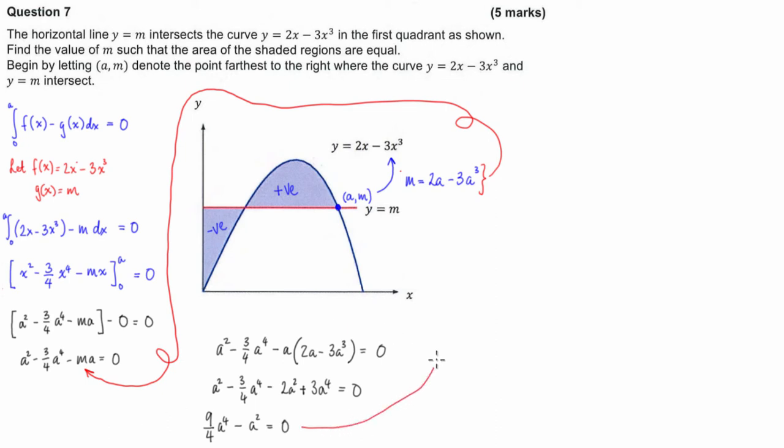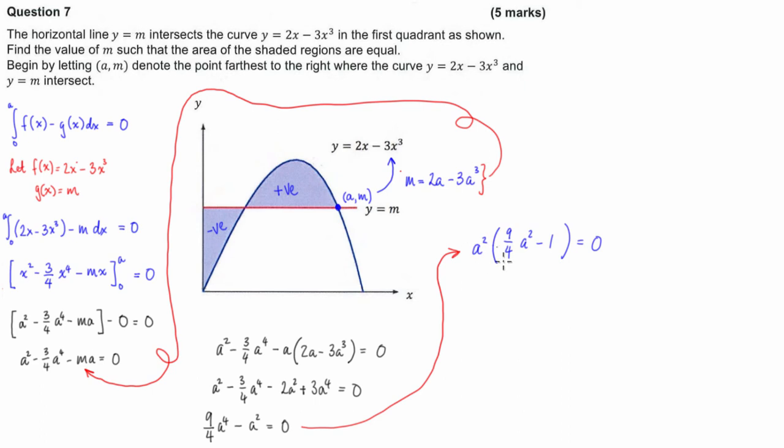From here, just get another arrow going. You can see a sort of trend appearing here. I'm going to factorize this. So factorize it by a squared: 9 over 4, a to the power of 2 minus 1, equals 0.